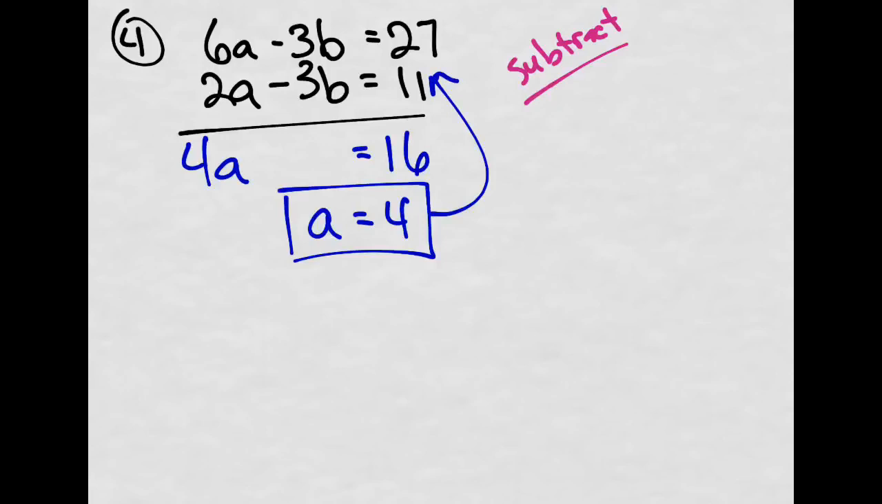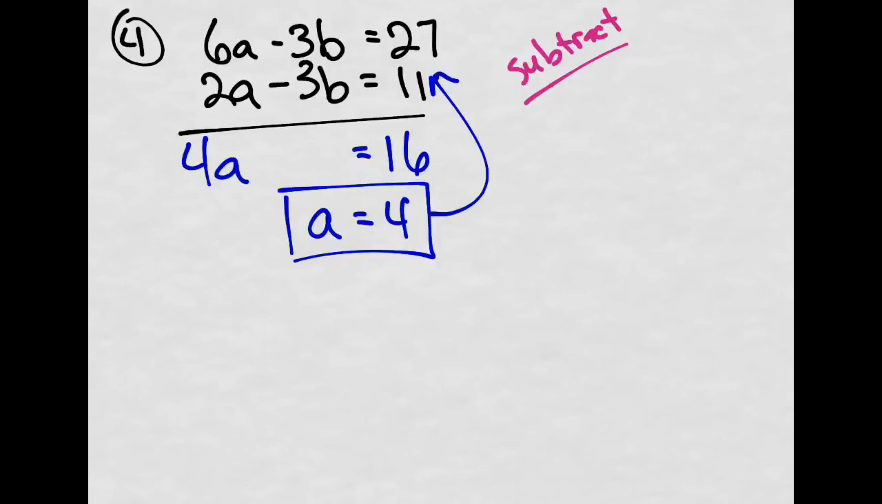Right? A equals 4. Did I do that right? 7 minus 1 is 6. 2 minus 1 is 1. Okay, so there we go. So now that I know what A equals, let's go back and plug it into something. It doesn't matter which one you plug it into. You just have to plug it into one of them.